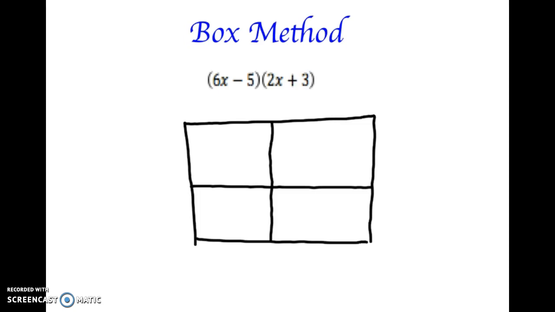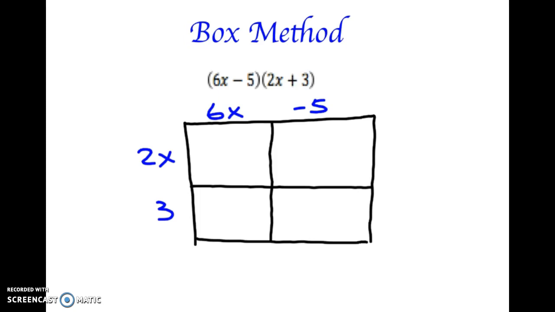In this case, what I'm going to do is take the first term, and the 6x will go above the first column. Negative 5 will go above the second column. Now I'll take the second binomial with the 2x, and I'm going to write that going down. Then we multiply the matching parts together in each box.